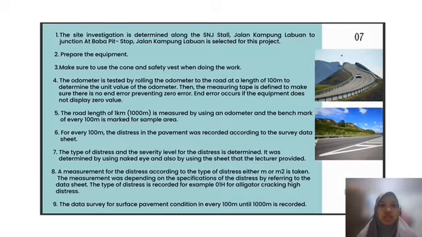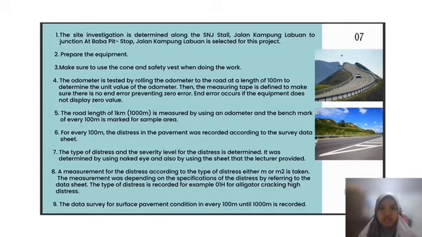The odometer is tested by rolling it on the road over a length of 100 meters to determine the unit value of the odometer. Then the measuring tape is checked to make sure there is no error, preventing zero error. An error occurs if the equipment does not display a zero value. The road length of 1 kilometer is measured using an odometer, and a benchmark is marked every 100 meters for each sample area.